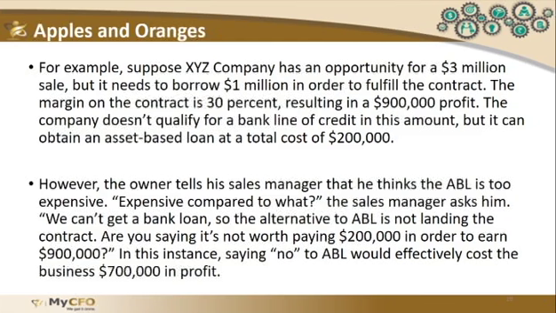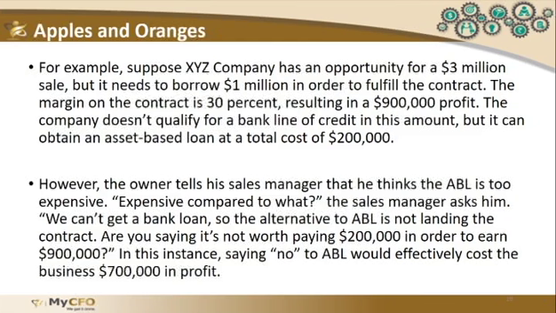All right, so what we're trying to present with this slide is that, for example, suppose a company XYZ has an opportunity for a $3 million sale, but it needs to borrow $1 million in order to fulfill the contract. The margin on the contract is, say, 30%, resulting in $900,000 profit. The company doesn't qualify for a bank loan, but it can obtain an asset-based loan at a total cost of, say, $200,000. However, the owner tells his sales manager that he thinks the ABL is too expensive.